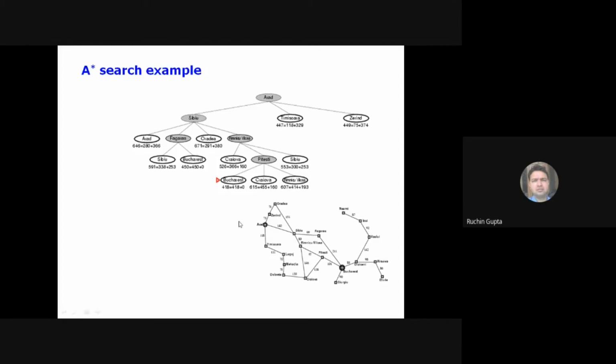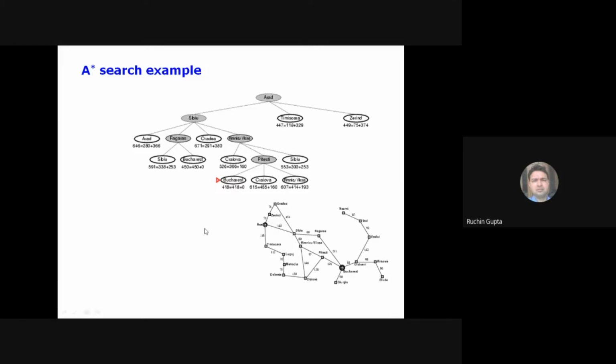Okay, now the agent will see that Bucharest is the goal state and it also has the minimum value of f(n). So it will stop the algorithm. It will not continue finding the solution further, and it will declare that the solution has been obtained.